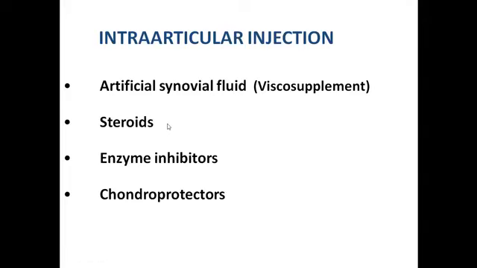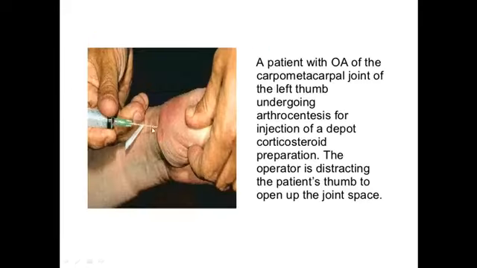Enzyme inhibitors and chondroprotectors are also used intra-articularly to relieve the pain and recover the destroyed articular cartilage. In the picture shown, the injection is given intra-articularly in the wrist joint.